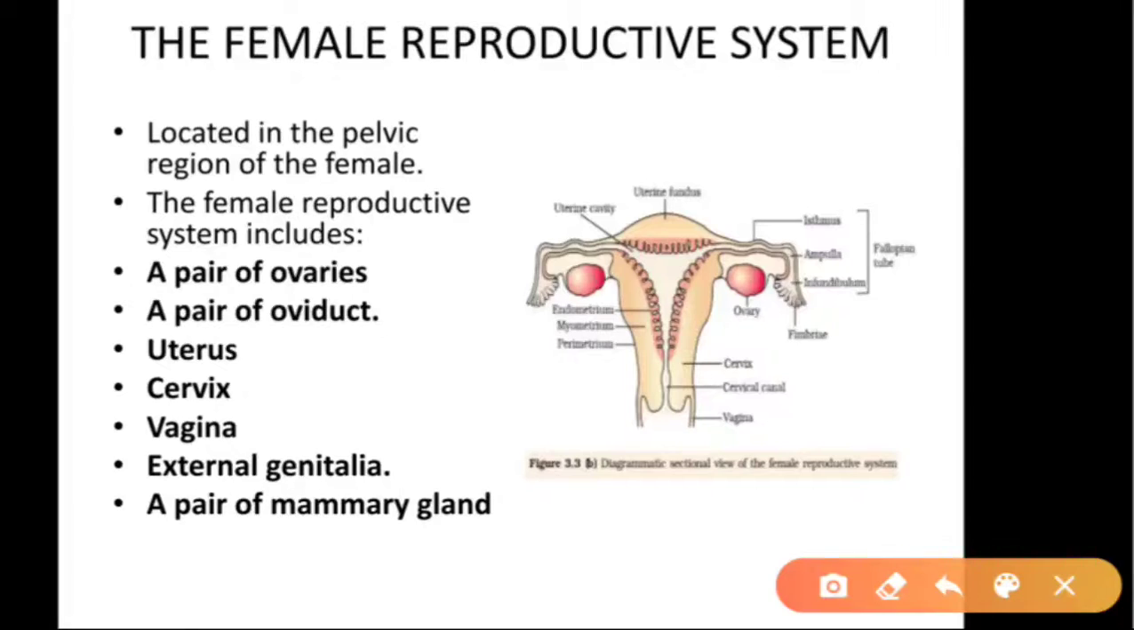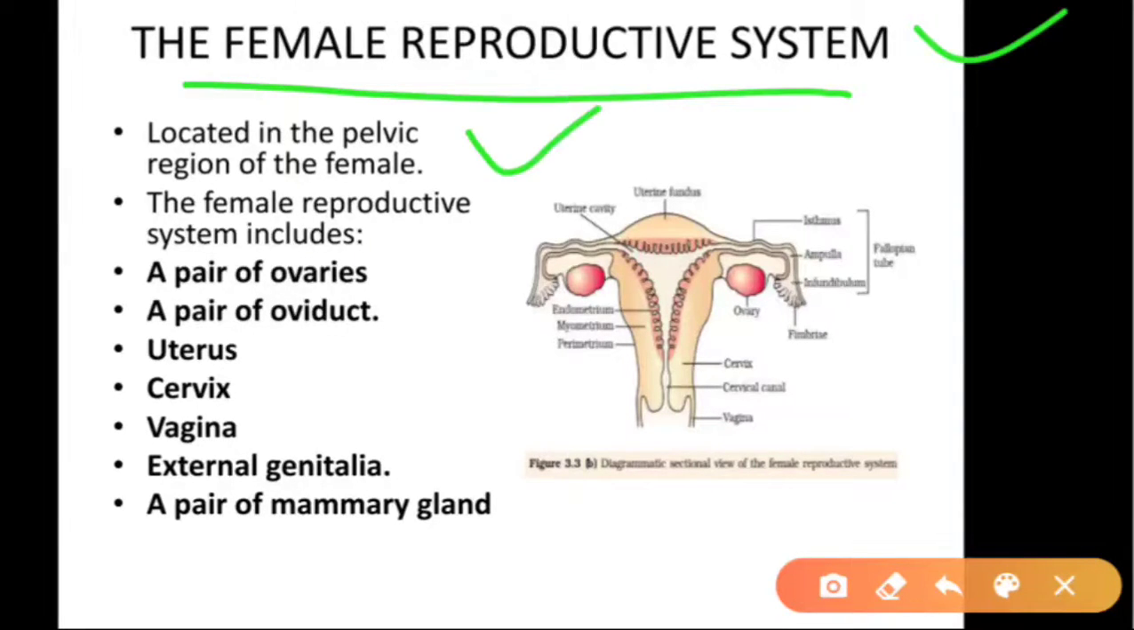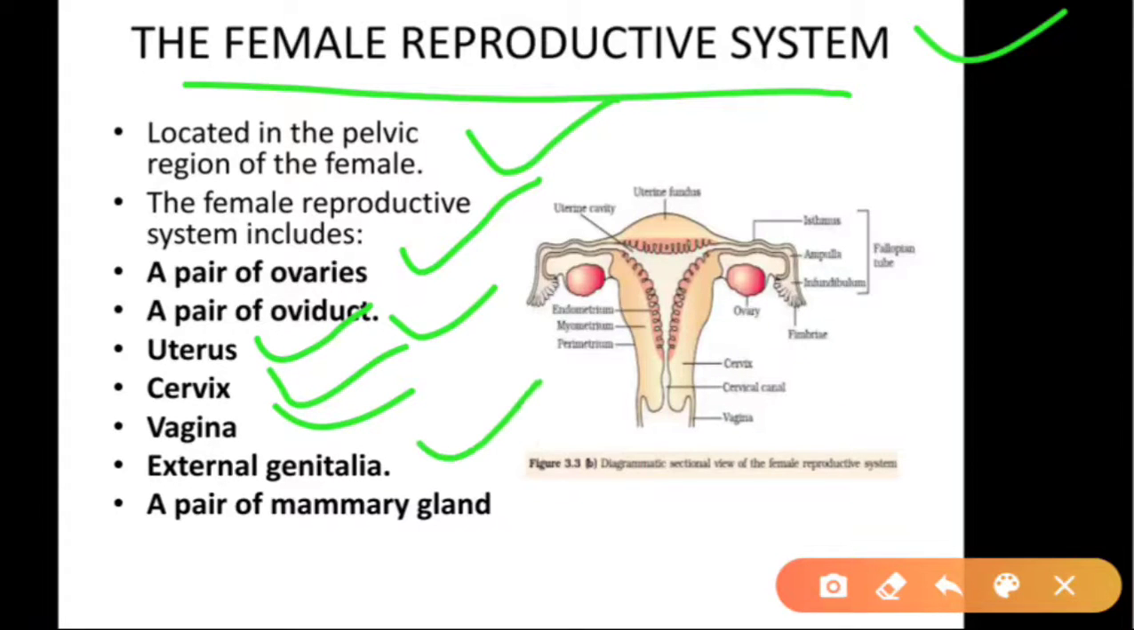Now we come to the female reproductive system. It is located in the pelvic region of the female. The female reproductive system consists of a pair of ovaries, a pair of oviducts, uterus, cervix, vagina, external genitalia, and a pair of mammary glands. These all are included to form the female reproductive system. The main primary reproductive organ is the ovary. These are primary reproductive organs, right?